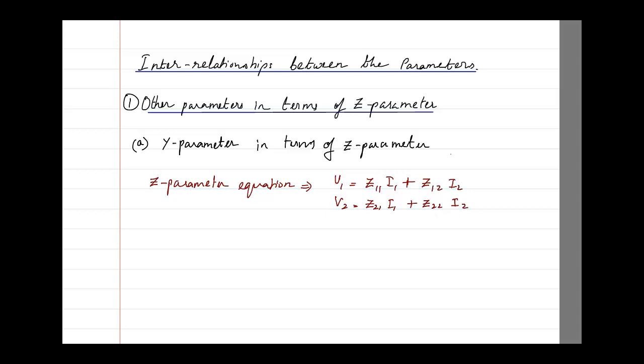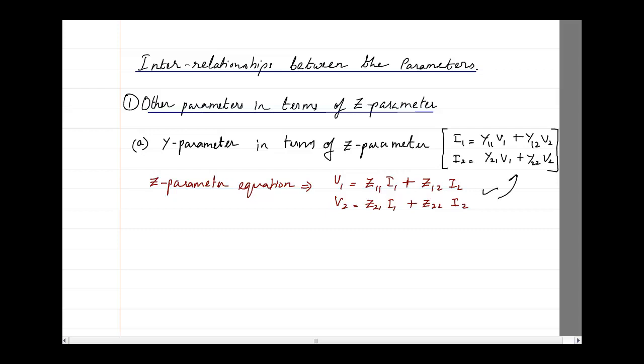And remember, y parameter equation I will always write here because that is important to be written. So y parameter is I1 equation in terms of V1 and in terms of V2. Similarly, I2 equation also in terms of V1 and in terms of V2. So my basic goal is to write or convert this equation in this format.